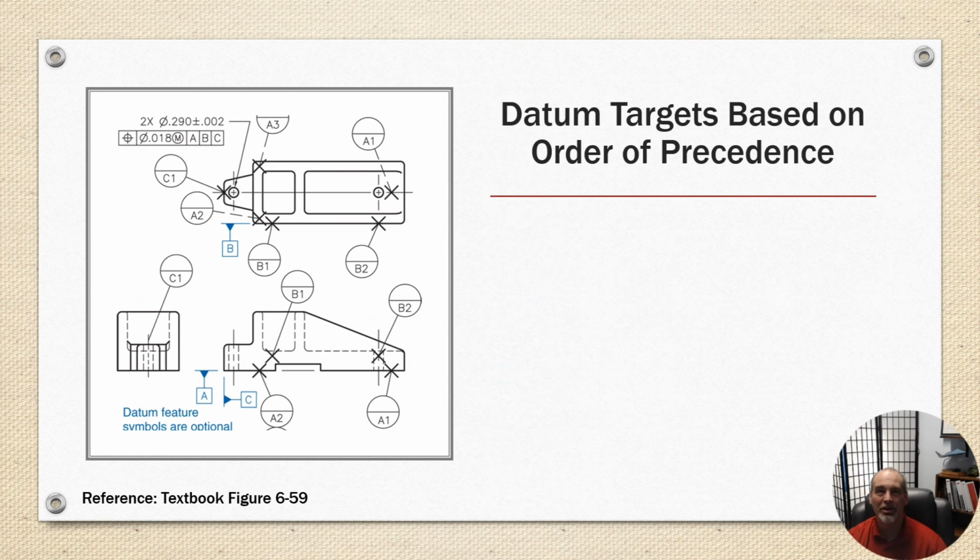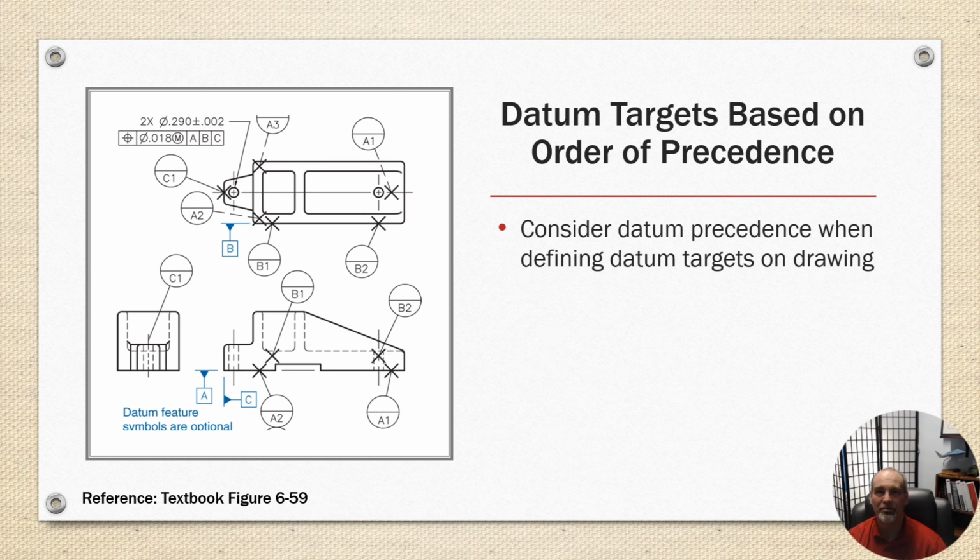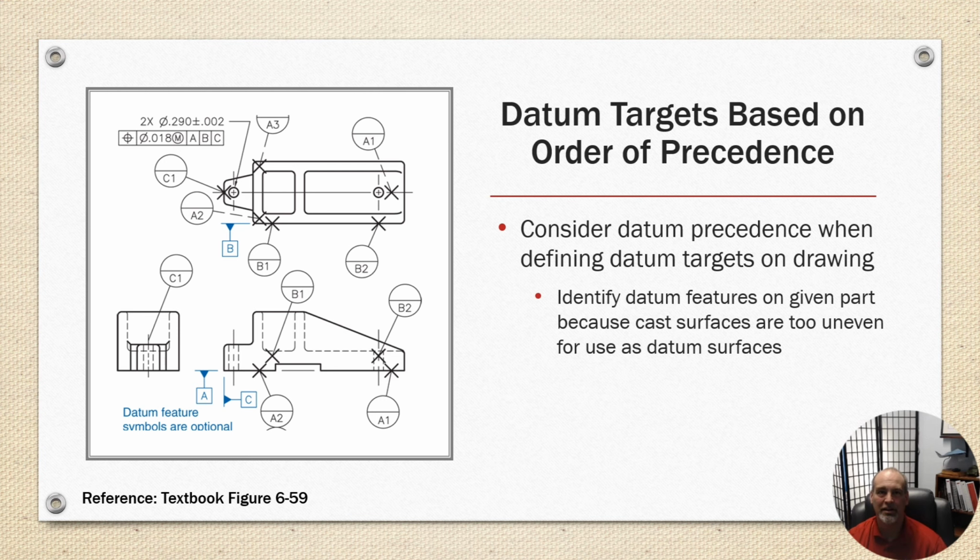Okay, datum targets based on order of precedence. Consider datum precedence when defining datum targets on a drawing. Identify the datum features on a given part because cast surfaces are too uneven for use as datum surfaces. And use datum precedence for deciding the number of targets to show on the feature.